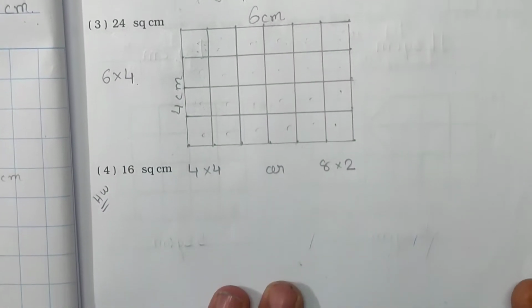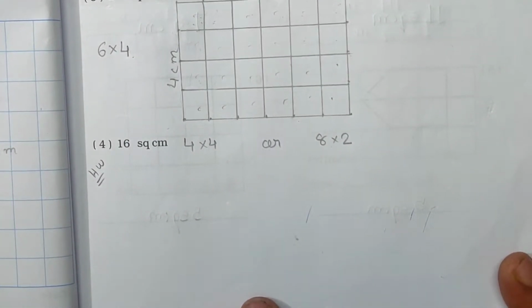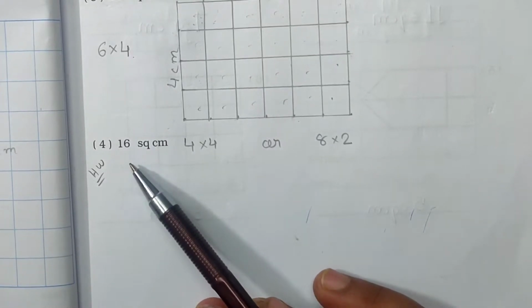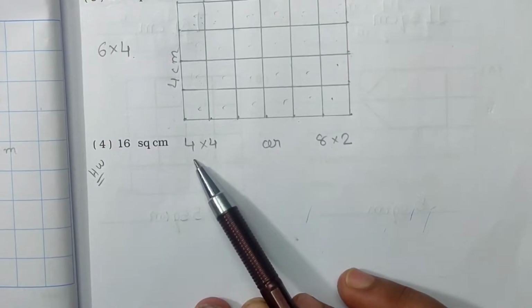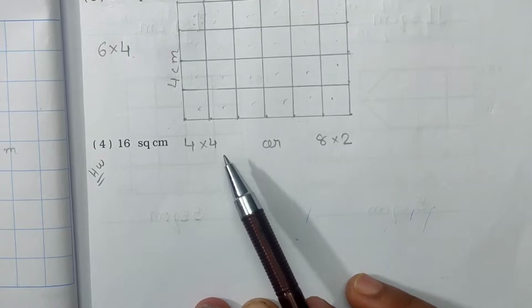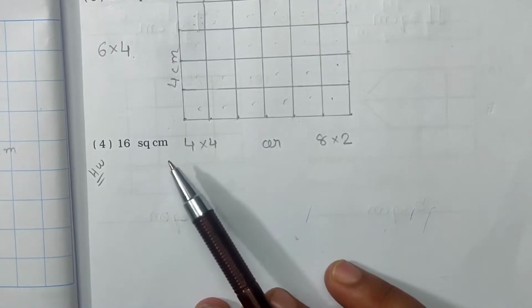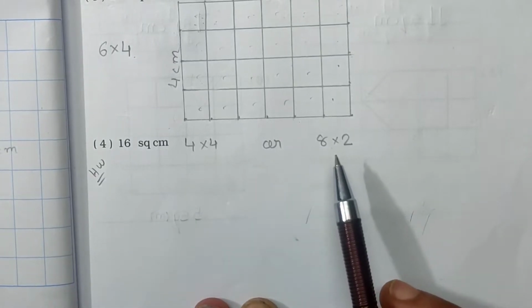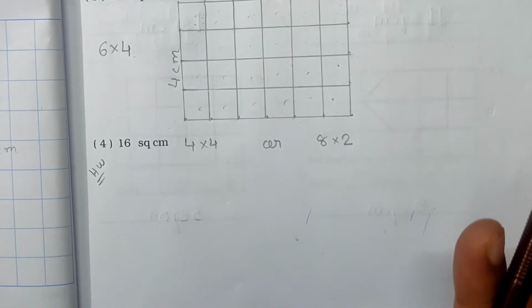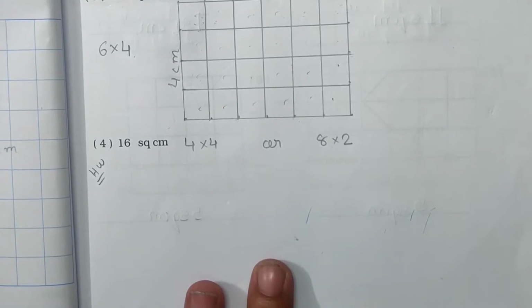Now see the fourth one. You have to do it on your own, but I give you some hint. 16 square centimeter is there. So both ways you can draw, either 4 multiplied by 4, 4 4s are 16, or 8 multiplied by 2, 8 2s are 16. You can draw it. Now see the next page.